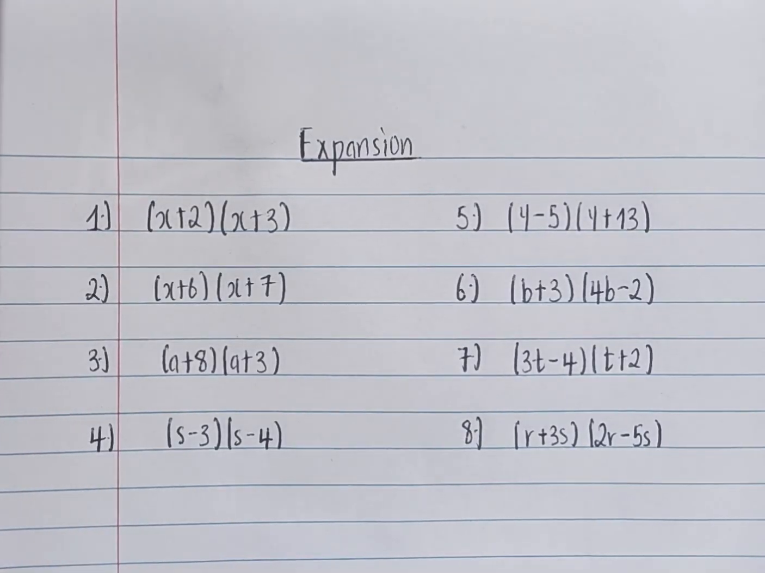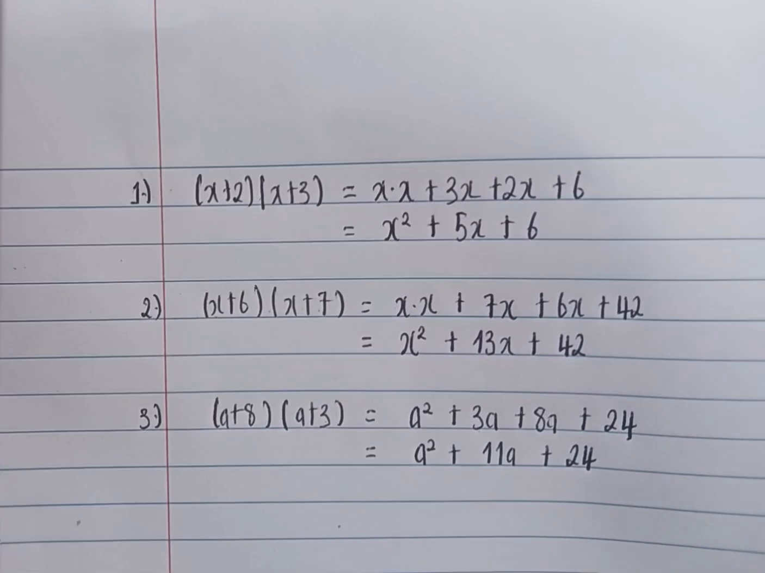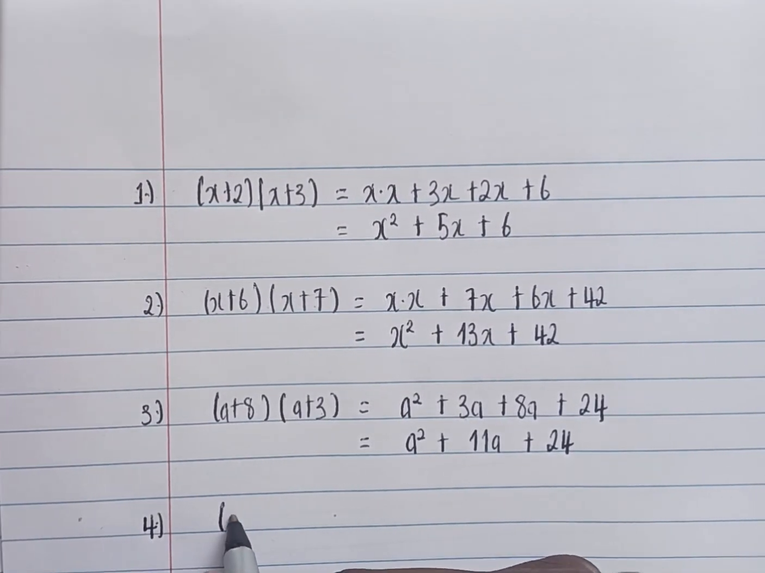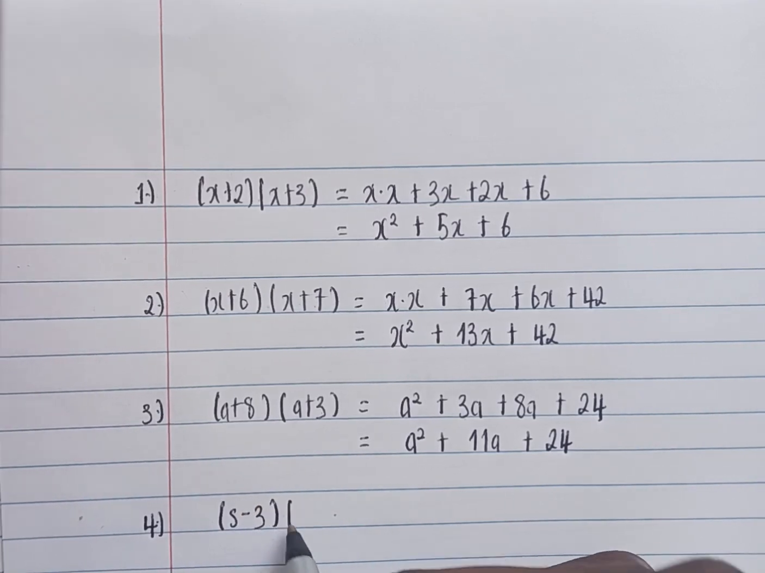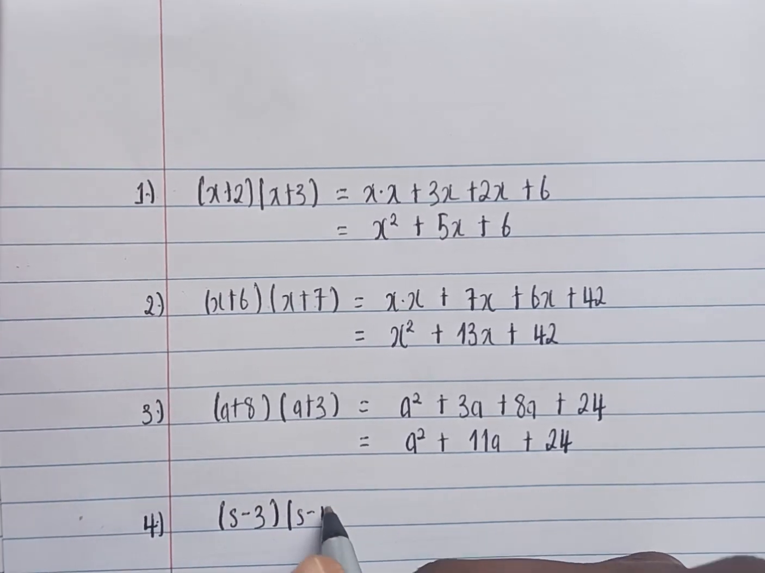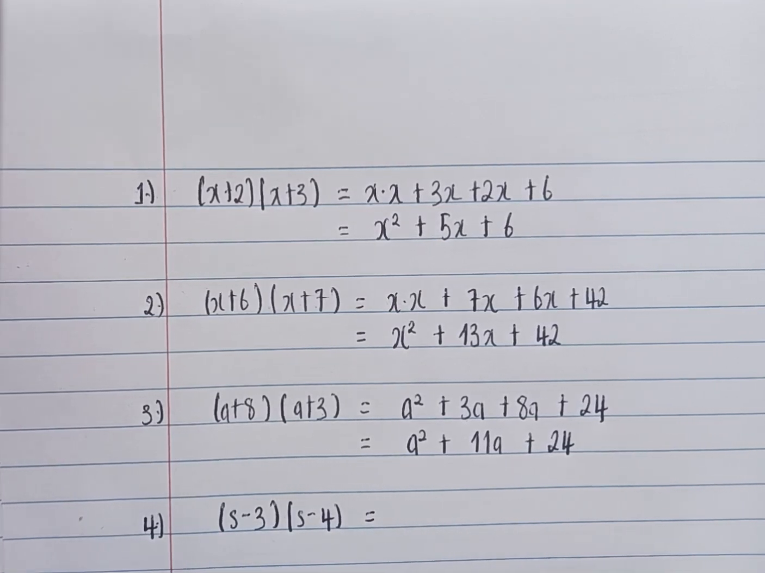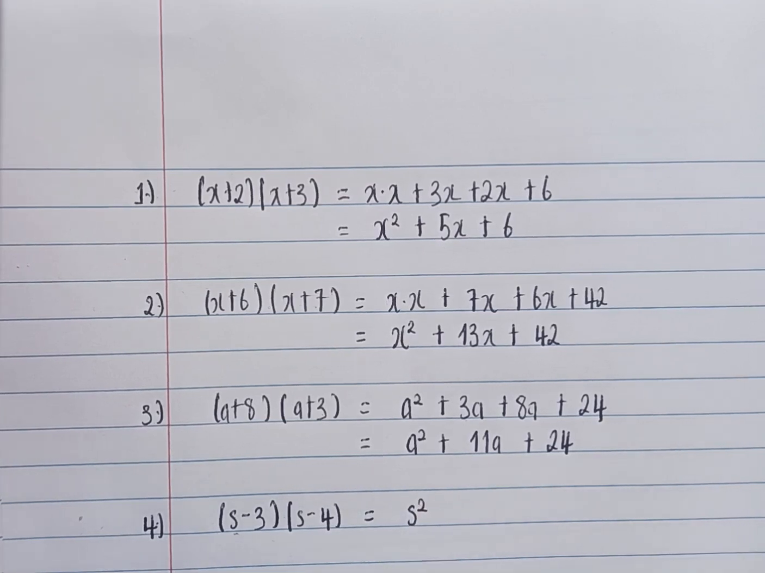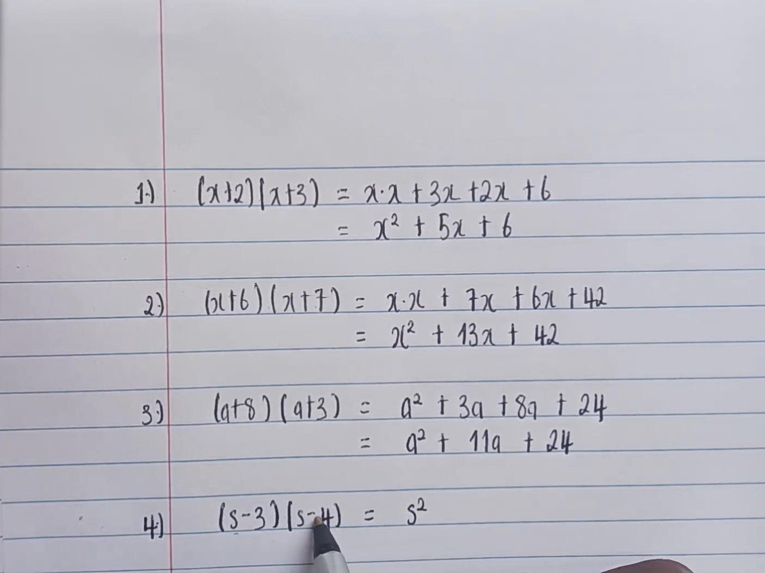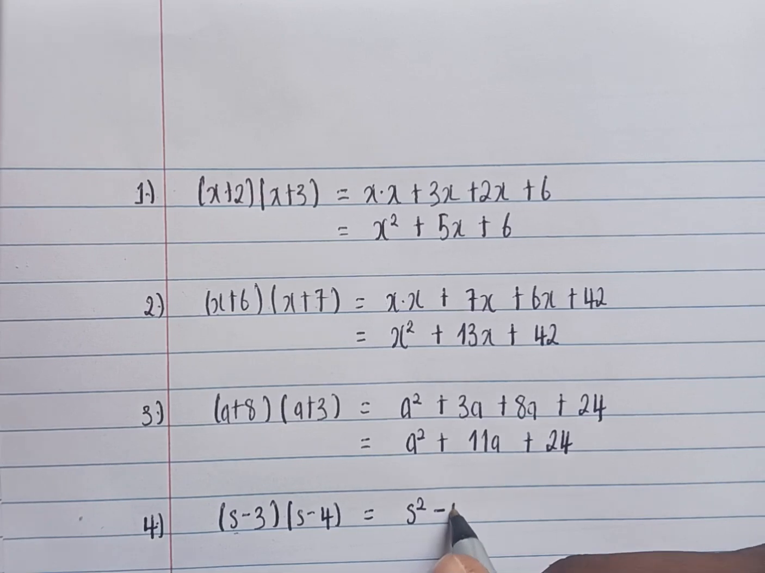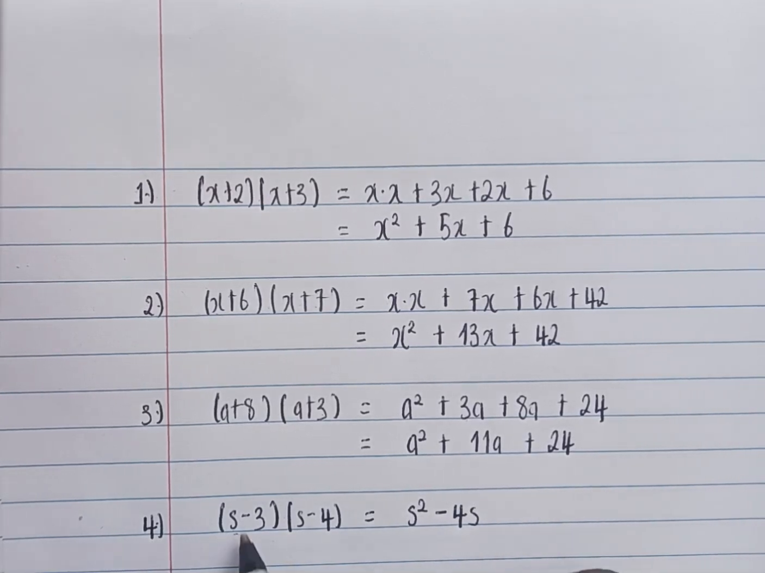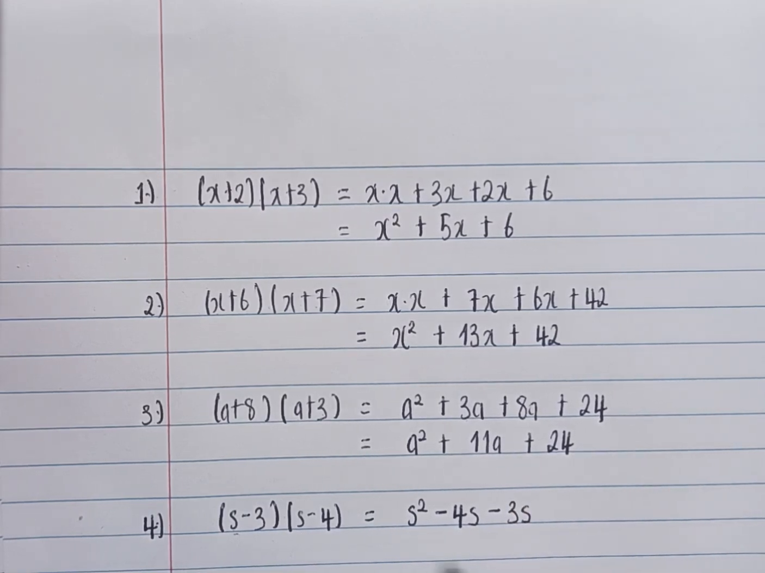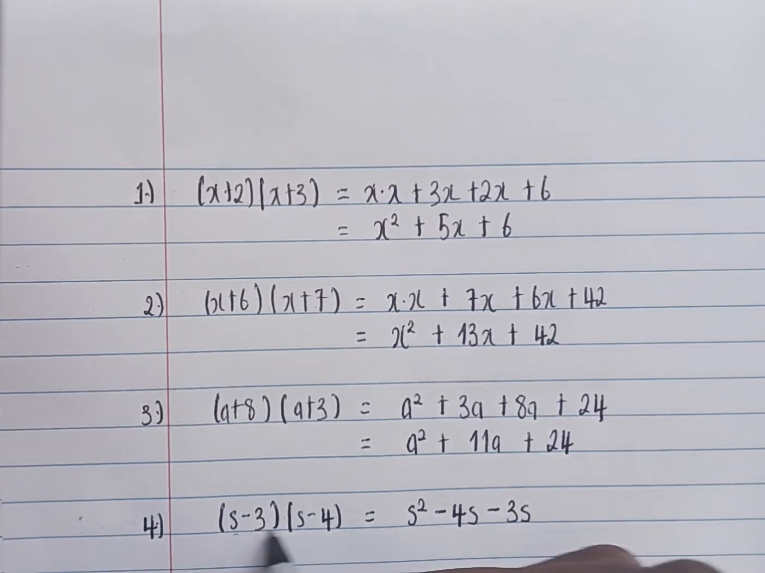We have number 4, x minus 3 times x minus 4. Number 4, x minus 3 times x minus 4. So this equals the same principle. We have x times x, which is x squared. x times minus 4. Don't forget the minus sign. So it's minus 4x. And we have minus 3 times x, which is minus 3x. And we're left with minus 3 times minus 4.